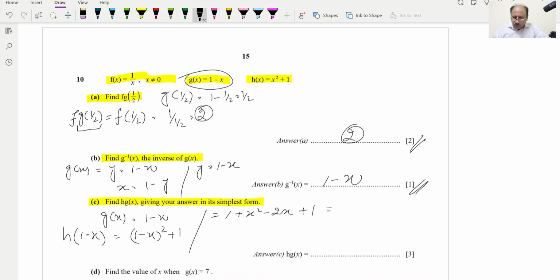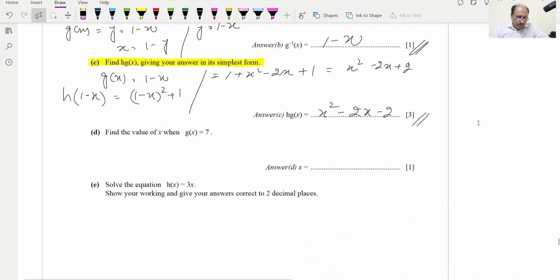So this will be equal to x squared minus 2x plus 2, and we can write the answer over here: x squared minus 2x minus 2. This is the 3 marks part which we are done. Now part D: find the value of x when g of x is equal to 7.